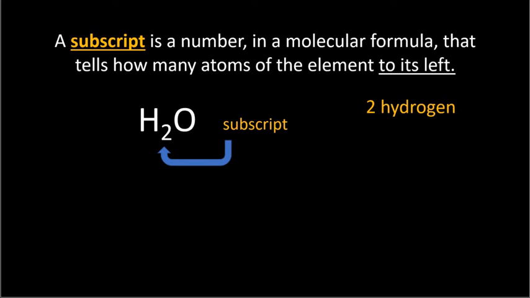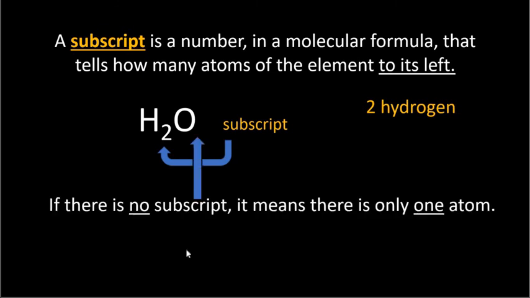Now, you'll notice there is no number by the O. If there is no subscript, it means that there is only one atom. Okay, just like in math class when you have an X and there's nothing in front of it, it is assumed that there is one of them. Okay, so you end up with one oxygen.